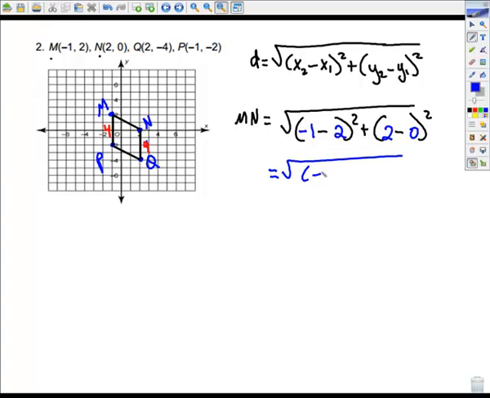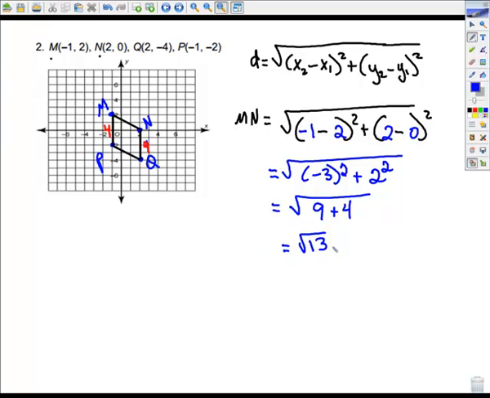-1 minus 2 is -3. Notice I'm keeping the -3 in parentheses. 2 minus 0 is 2. Remember, be smarter than the calculator. -3 squared is not -9, it's +9. 2 squared is 4, and so I'm going to get the square root of 13.